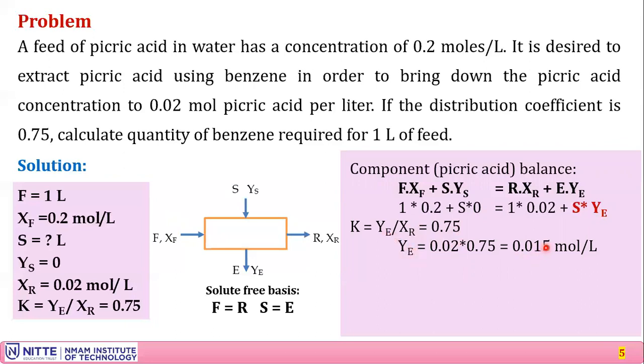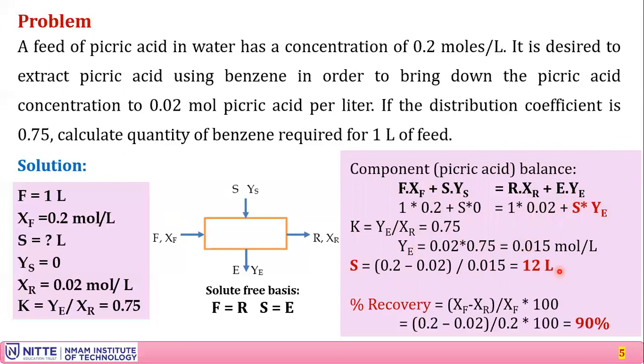So YE is 0.015. In this equation, S and YE both are unknown. Using this distribution coefficient equation, you can find out YE. So you substitute this YE over here. You can calculate S. Upon simplifying this equation, you get S is equal to 12 liters.